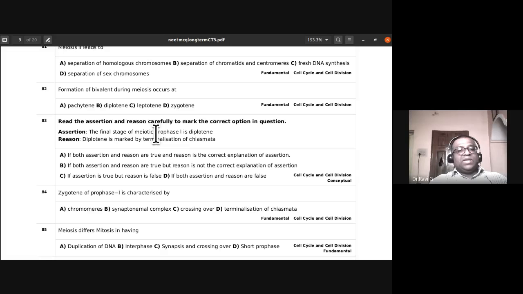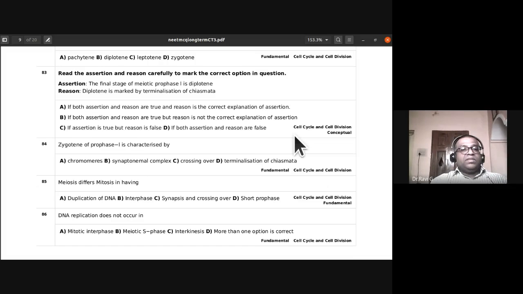Read the assertion and reason carefully to mark the correct option in the question. The final stage of meiotic prophase 1 is diplotene. Diplotene is marked by terminalization of chiasmata. Both assertion and reason are false. The final stage of meiotic prophase 1 is diakinesis. Terminalization of chiasmata takes place in diakinesis. Okay, so both the statements, assertion and reason, are false.